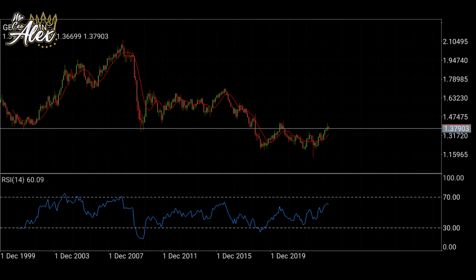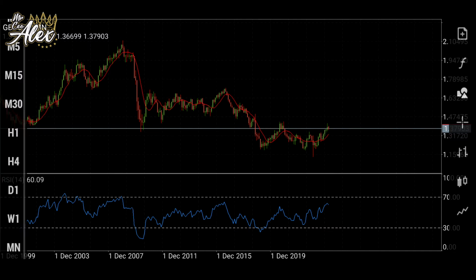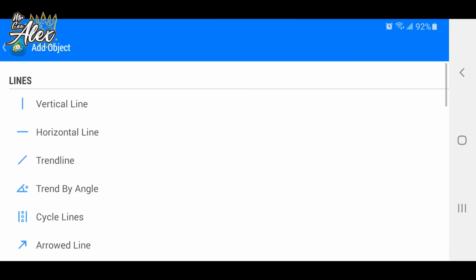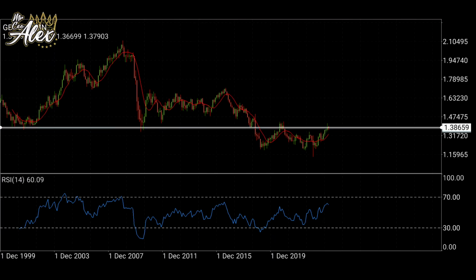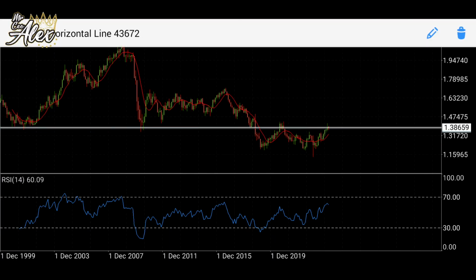Now, if you know what to do, you can see that price is at a major key area. You can see that price is doing something every time it touches this area. Every time price touches this area, we can see that something's going on. So right off the bat, we're gonna touch here and go to my horizontal line, and then I'm gonna touch on the line.